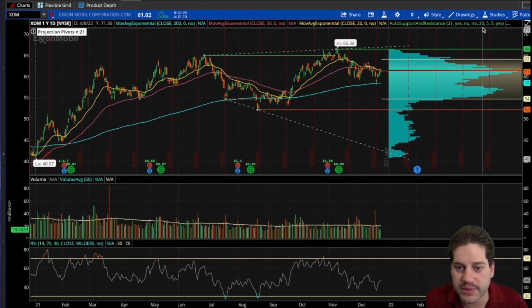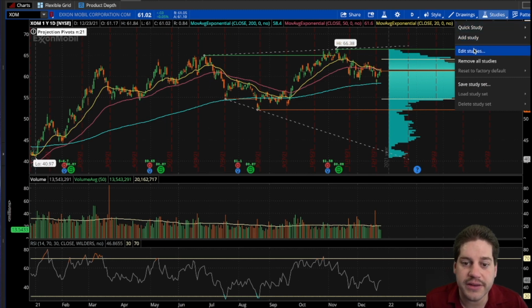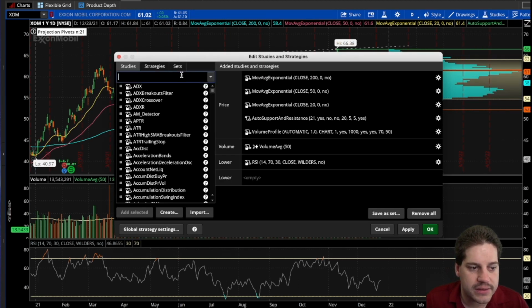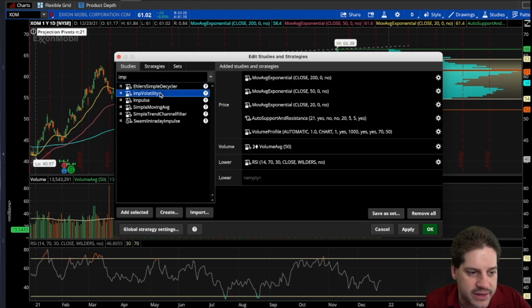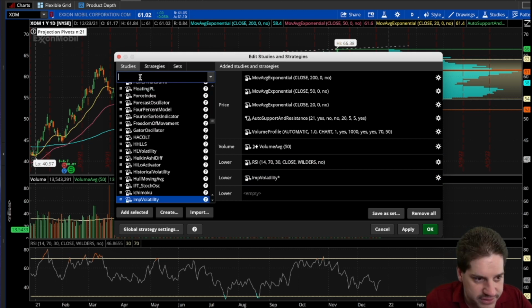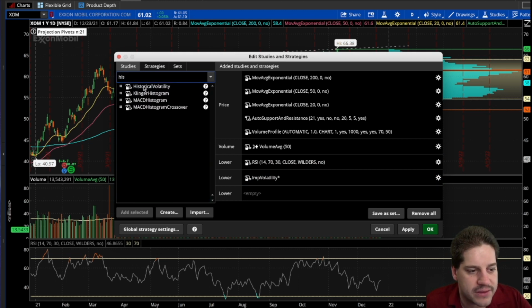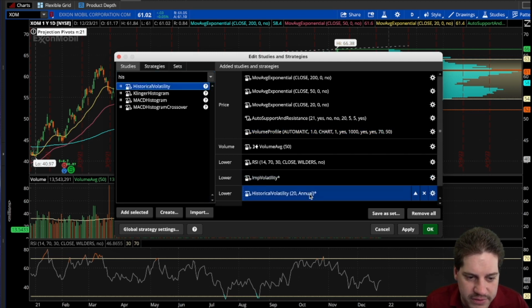So what you're going to do is on the top right here, on this little flask, you're going to click on Studies, then Edit Studies. You're going to click on here and then type IMP for implied volatility. Double click that, and you'll see it pop up over here. After that, delete IMP and then type in historic, and you see historical volatility come up. Go ahead and click on that, and you see it come over here as well.